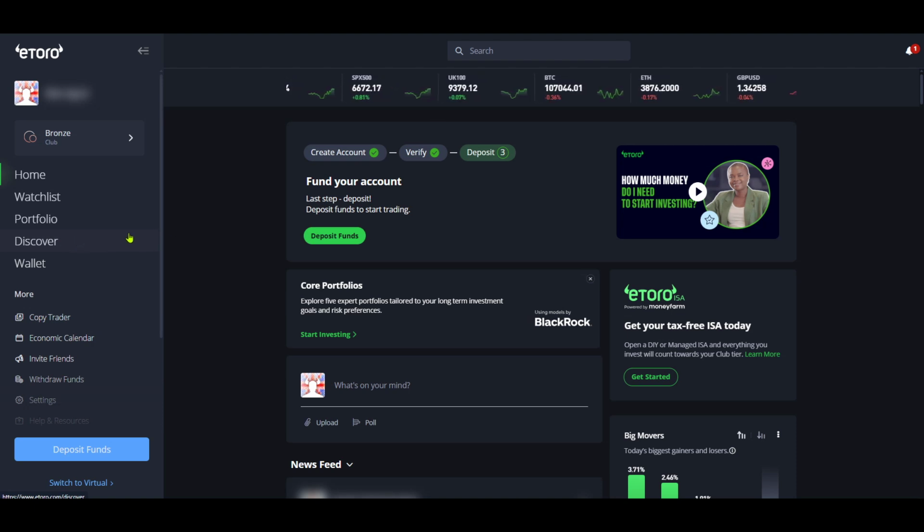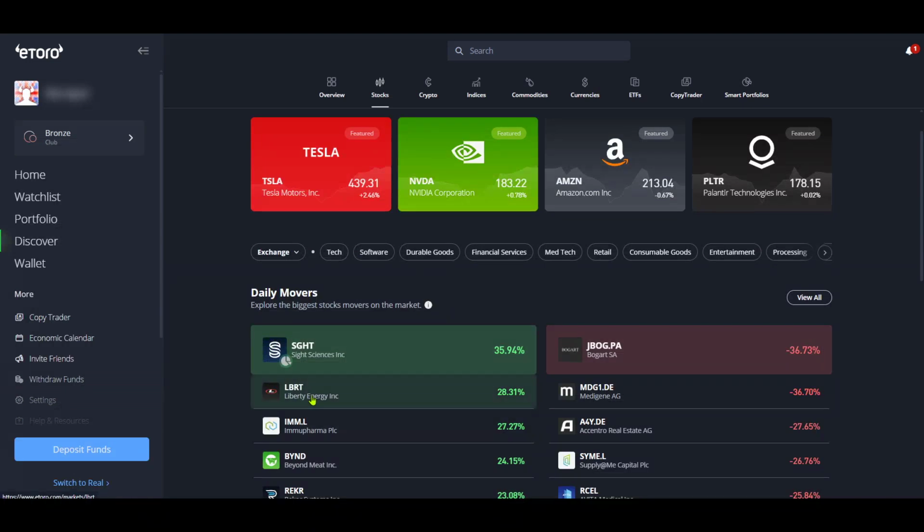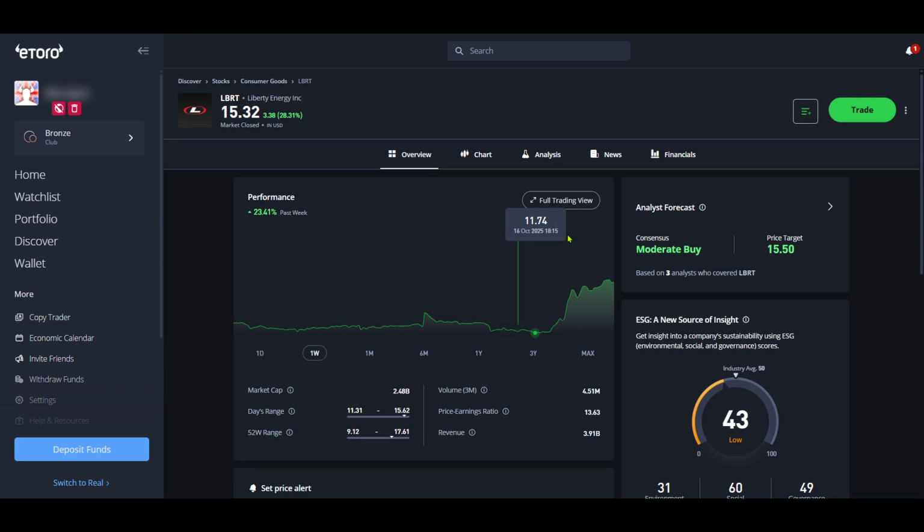You'll see a Trade button appear next to your chosen asset. Clicking this will open up the trading interface, where you can customize your trade settings. Now, it's time to enter the amount you wish to invest in this asset. Think carefully about your investment and make sure it aligns with your trading goals and risk management strategy.